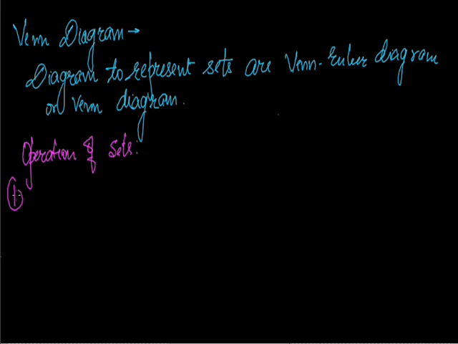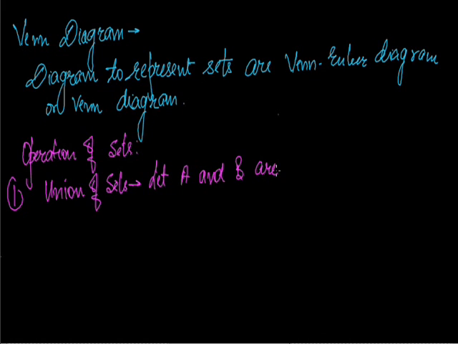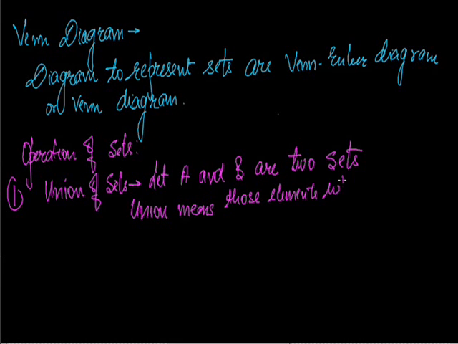In this, the first one is union of sets. What is the meaning of the union of sets? Union means the combined part of A and B. Let A and B be two sets. Then the union of A and B means those elements which belong to both A and B.